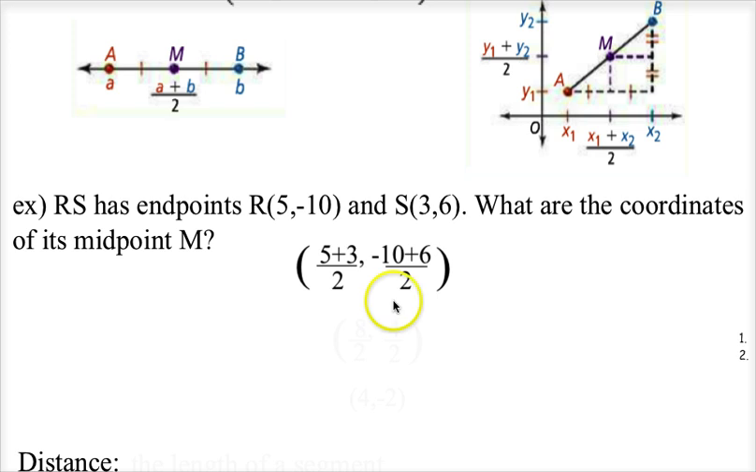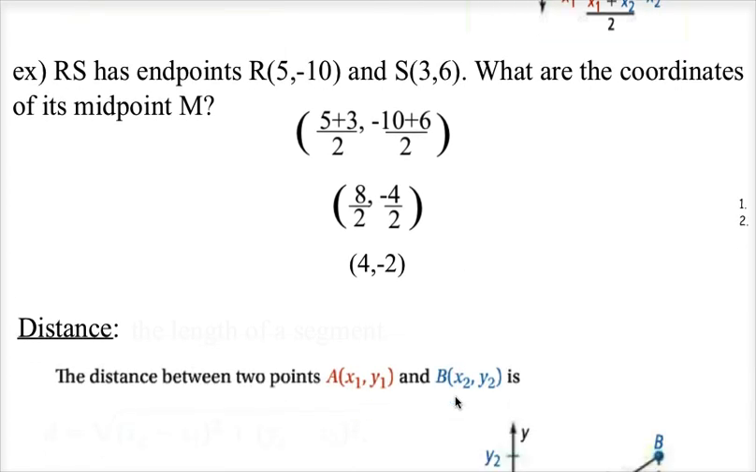So if you want to use a calculator, you can if you have trouble with signed numbers. But I'm adding these, I'm dividing by 2, 8 divided by 2. Negative 10 plus 6 is negative 4 divided by 2. And then my midpoint will always be a coordinate. So it's going to have an x coordinate, a y coordinate. It will be in parentheses, and it will have a comma between them. Okay, so that's my midpoint.